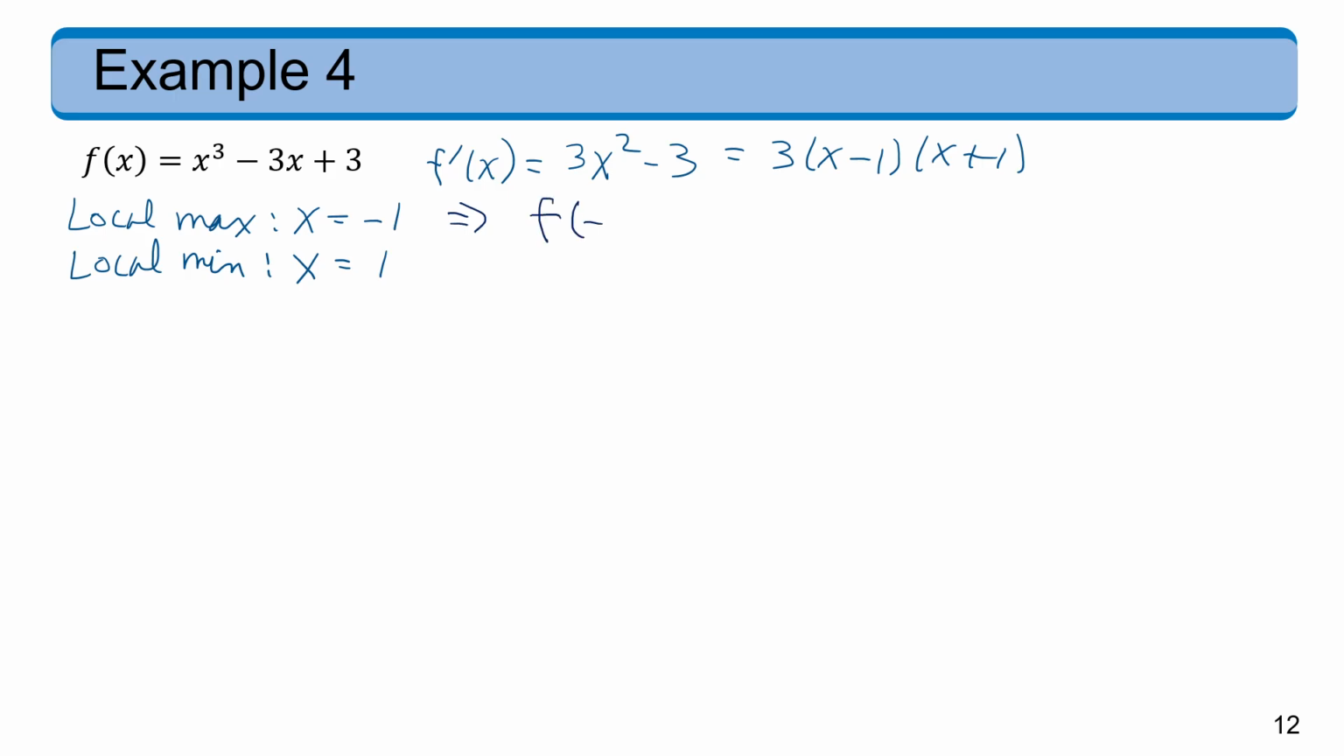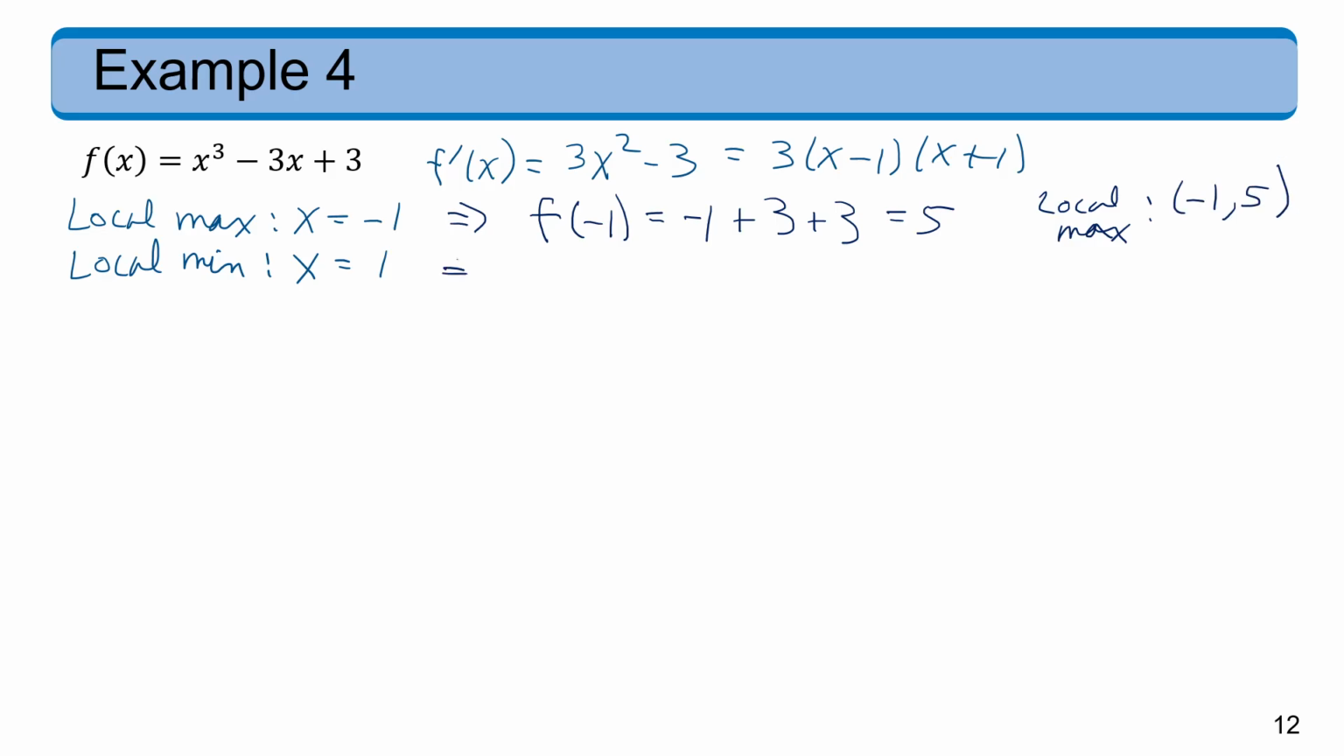So f of -1 will be -1 cubed, which is -1, minus 3 times -1 is +3, and then followed by +3 again. So that comes to 5. So our local max as an ordered pair has x coordinate -1, y coordinate 5.